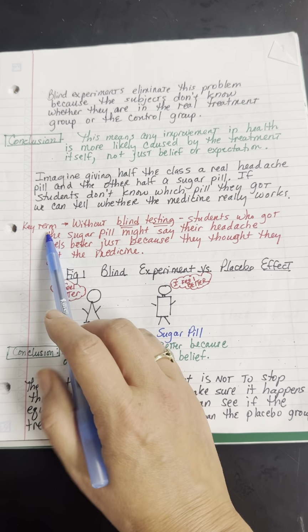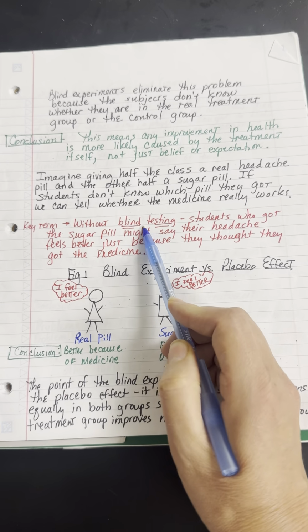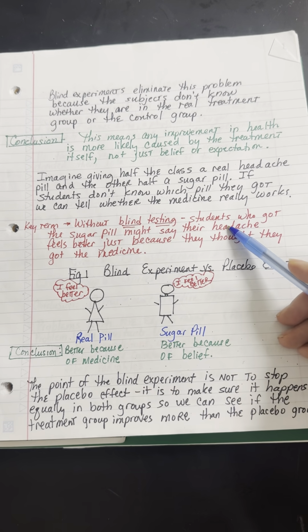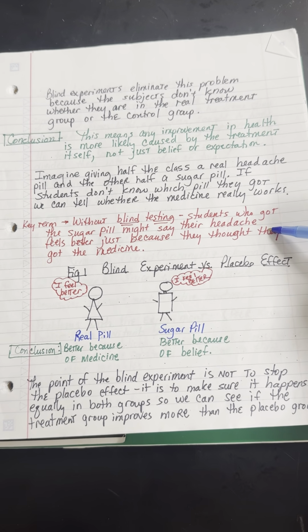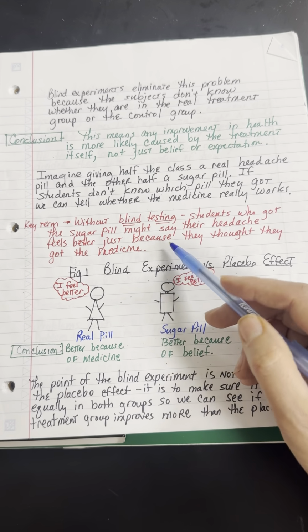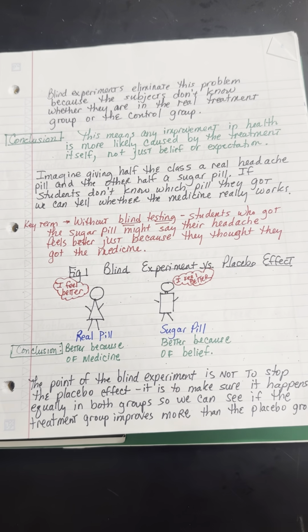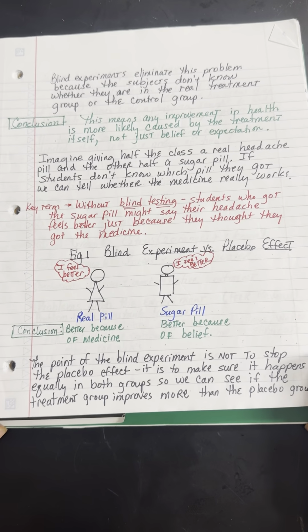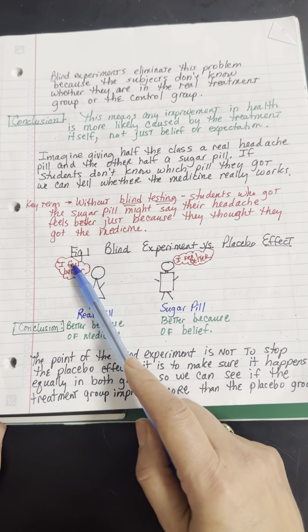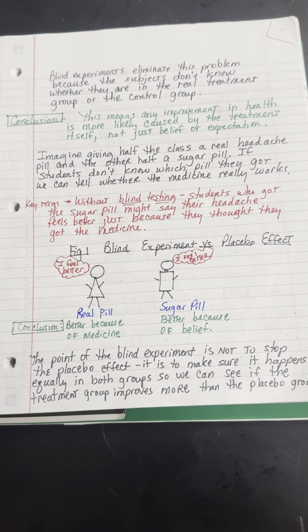So here's some key terms. Blind testing. We're going to do that in red. Without blind testing, students who got the sugar pill might say that their headache feels better just because they thought they got the medicine. In our notes, we were told to draw a picture. When I do a notebook check, make sure that you have this drawn. You might want to pause the video.